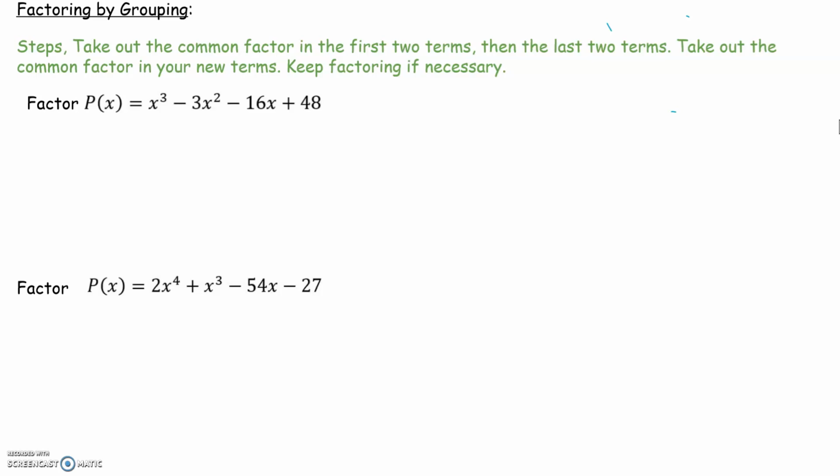Here are the very basic steps. One, you're going to take out any common factor of the first two terms. So that's what we're going to do first. Take out any common factor in the first two terms.